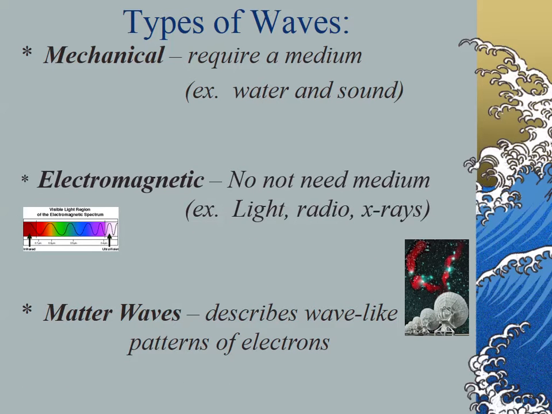Our second one is the electromagnetic wave. The only two we're really interested in are mechanical and electromagnetic. Electromagnetic waves don't need a medium. That's not too difficult of a definition. The one that starts with an M needs a medium. Electromagnetic does not need a medium. Electromagnetic waves are much more specific. They are light waves, any version of light off of the electromagnetic spectrum: radio, X-ray, gamma, infrared, microwave, and ultraviolet. Those would be the forms of electromagnetic waves.